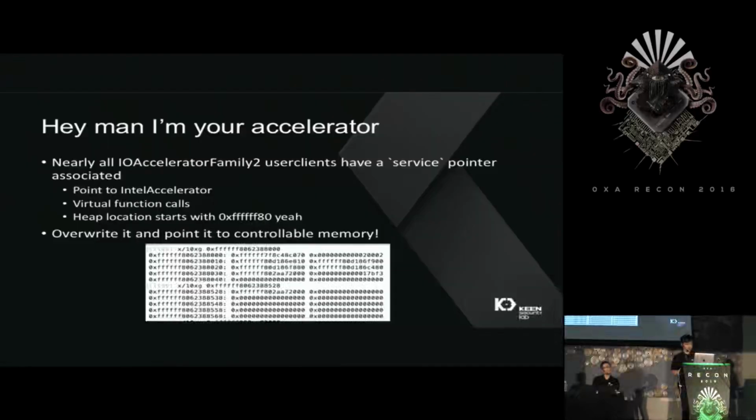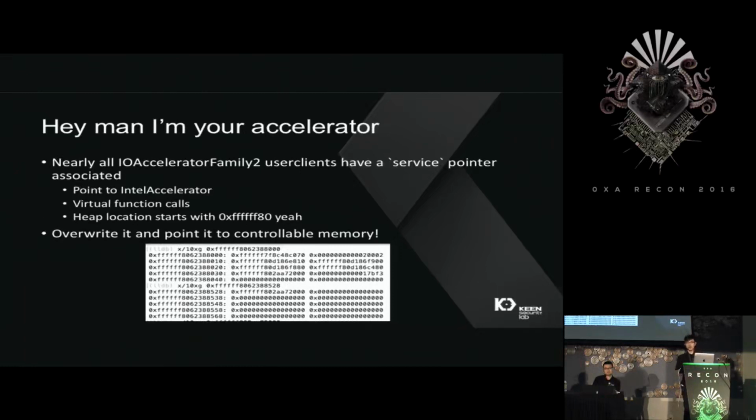And so now let's go back to our exploitation. We know that we cannot overwrite the vtable pointers, but hey man, I'm your accelerator, and we have a pointer field in the user clients that we can overwrite, because we can see that in nearly all our accelerator family 2 user clients, they have a service pointer associated, and it points to Intel accelerator. And the Intel accelerator is actually the representative of the graphics driver itself, and it's located also in the kalloc 8192 zone, and it's a heap location whose fourth byte is 80, and it is perfect to overwrite, and it also contains virtual function calls for us to obtain RIP control. And we can overwrite it and point it to a controllable memory.